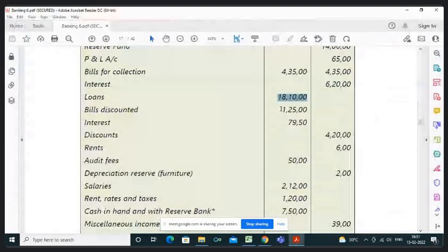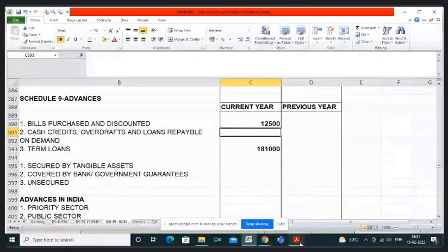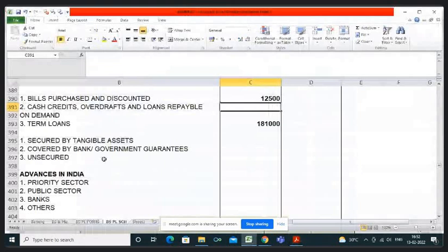Bills discounted, 12,500. So separate line item is there. We will write bills discounted 12,500. Then interest, debit side. There also interest. Here also interest. Then how to find which is an income, which is an expense based on the balance. Here it is a credit balance, so income. Here it is a debit balance, so it's an expense. So expenses, it will be part of the schedule number 15. So you have to take it to the schedule number 15.